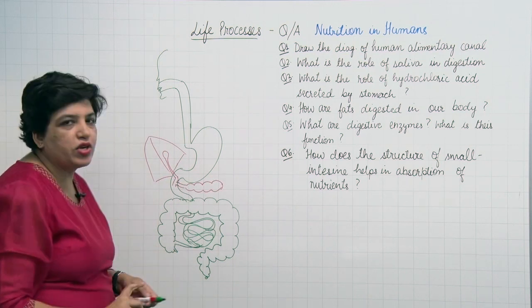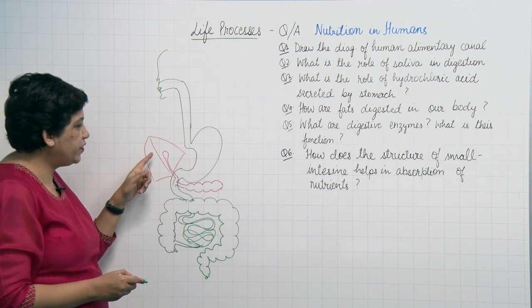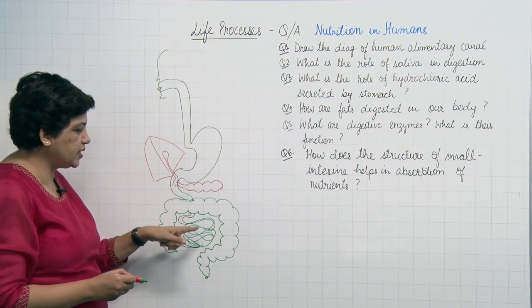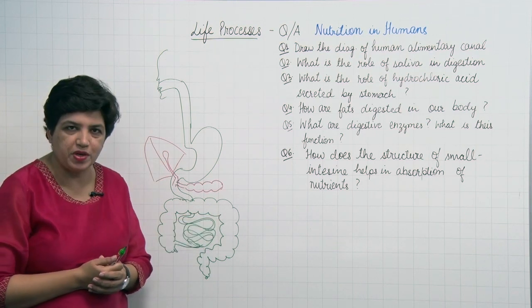So this is the alimentary canal. You can label the parts: esophagus, stomach, liver, gallbladder, pancreas, small intestine and large intestines. This is the alimentary canal of human beings.